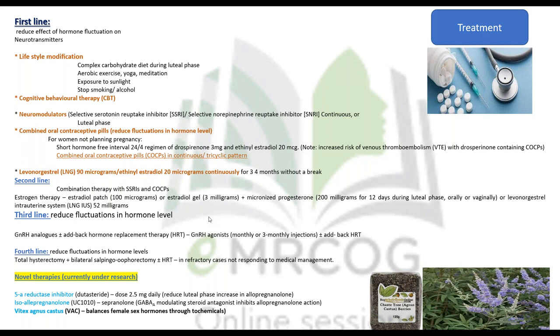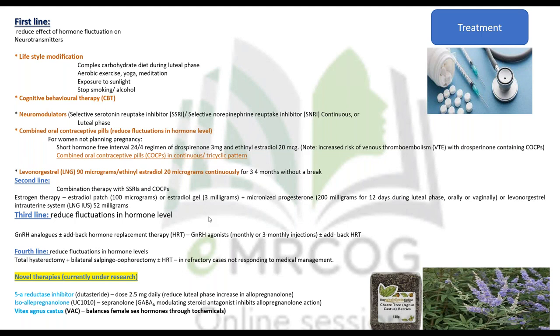Third line is the GnRH analog, and be careful with the GnRH analog. You must add hormone add-back therapy. This is for 6 months if you are using it for 6 months, okay? And the form of use can be intranasal or injection. Okay. The fourth line of treatment, again, is to reduce the fluctuation in hormone level. And the fourth line of treatment is a total hysterectomy plus bilateral salpingo-oophorectomy plus or minus HRT in refractory cases not responding to medical management.